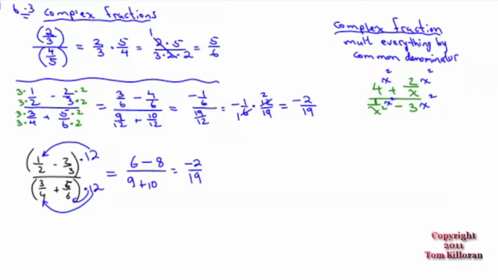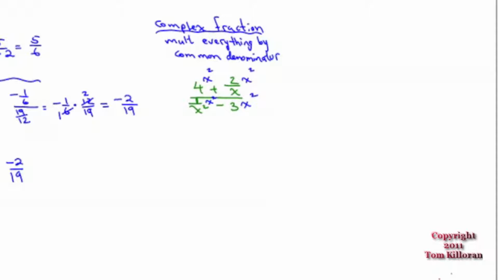All right, 4 times x squared is 4x squared. 4x squared plus 2 over x times x squared. 2x. It's going to be 2x. You're going to lose a factor of x. So you're left with 2x over 1 over x squared times x squared, 1, minus, well, 3x squared. And you're done. That's it.